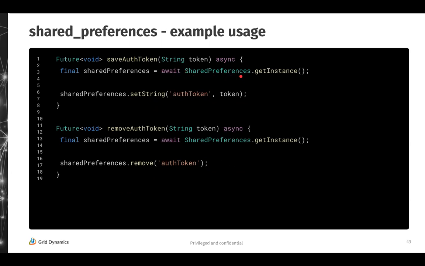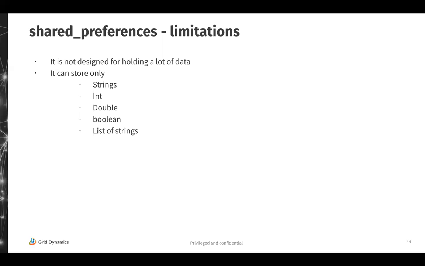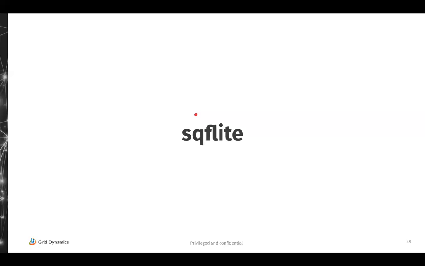So besides this API, we should also mind the following limitations of this storage option. As I've said before, it is not designed for holding a lot of data. So probably it is more tailored towards just a simple key value storage for some cookies, session IDs, or other security related things. And in terms of data types, it is only capable of storing some primitive values such as strings, integers, doubles, Boolean values, and a list composed of strings only. And this is it with shared preferences. Just keep it in mind for future.